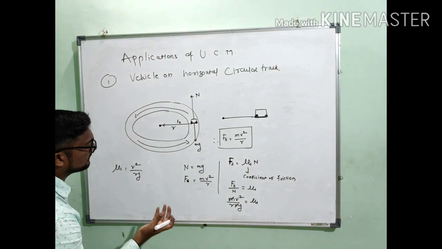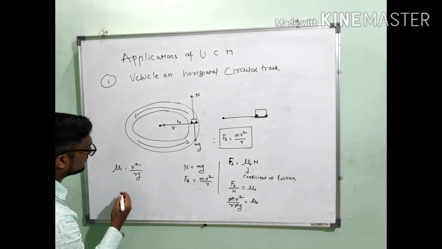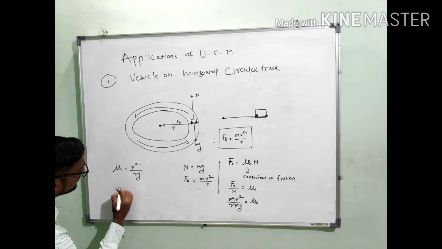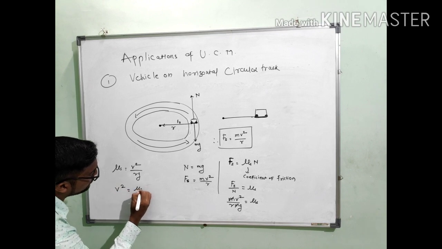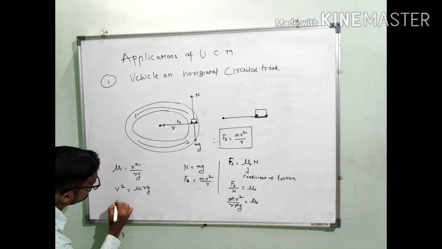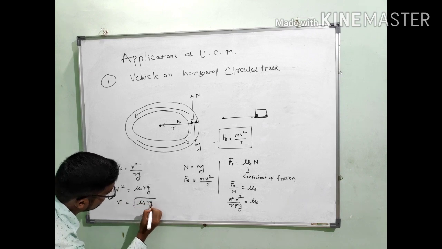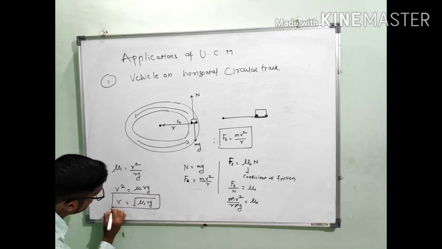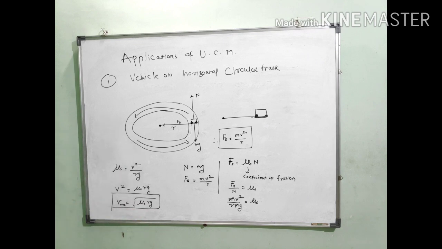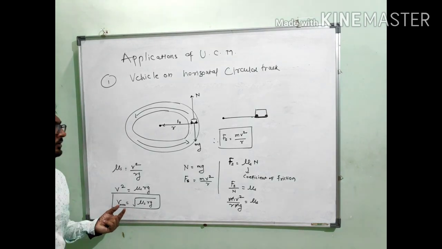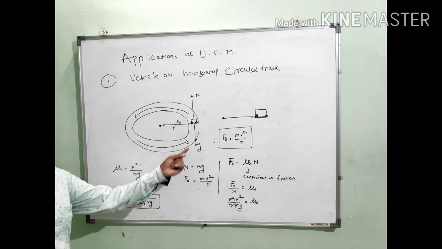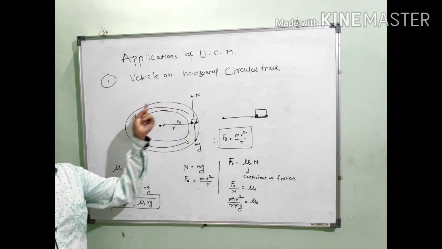What we want is the velocity, or speed. v square is equal to mu s rg. So v is equal to the square root of mu s rg. This is the maximum speed with which we can travel on this circular track.